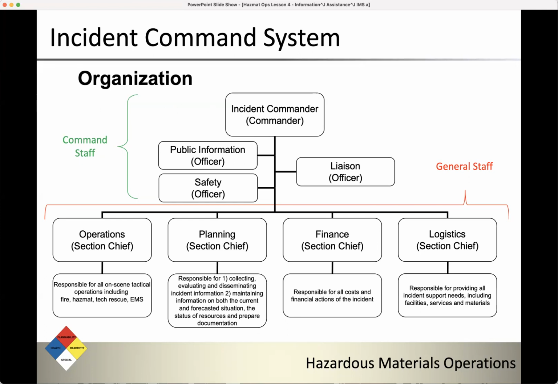Now, this would be for a large incident where you would have a person in each one of these positions. In a smaller incident, consider that you don't need a person in each one of these positions. However, the functions these positions manage do need to be performed by somebody. Because if you think about it, that's 8 people right there.